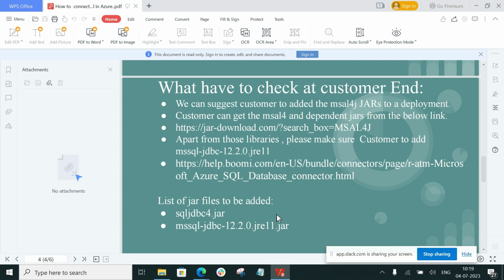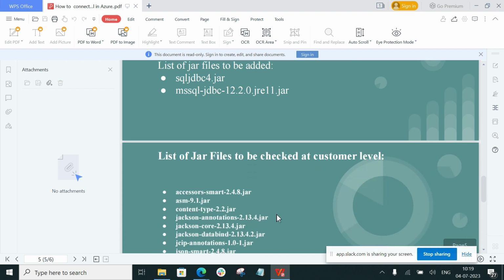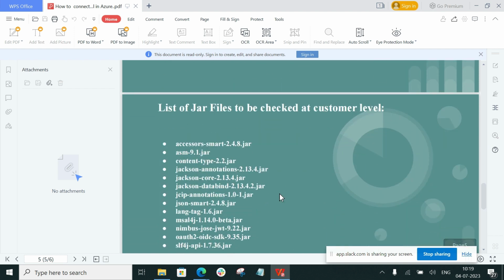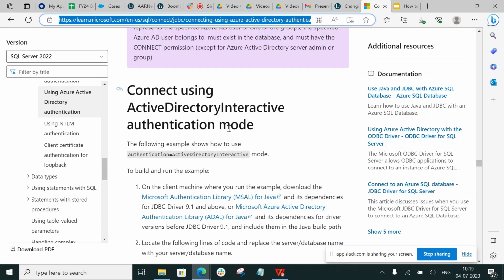And then if the customer faces any issues, he can share the container log. If not, the issue is most probably resolved at this point of time. The list of jar files to be checked at the customer level, we can share these jar files. These jar files are in the article which we have shared, this article.